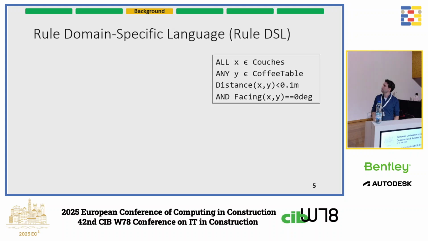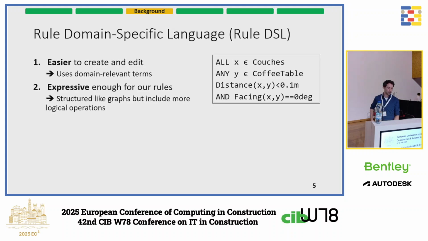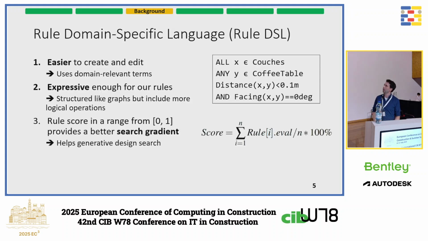I mentioned the DSL, and I'll just briefly say what the rule language is. We're calling it rule DSL. The idea is that it's a very easy language to understand because it uses domain-relevant terms that a designer will understand. It's expressive enough to capture the geometric rules that we're interested in. And because we're using this for a generative design process, it really helps to have these sort of search gradients. So instead of just a pass or fail for each of those rules, we're interested in something that gives us a degree of pass or failure. So you know that you're approaching a pass by moving something in a certain direction.